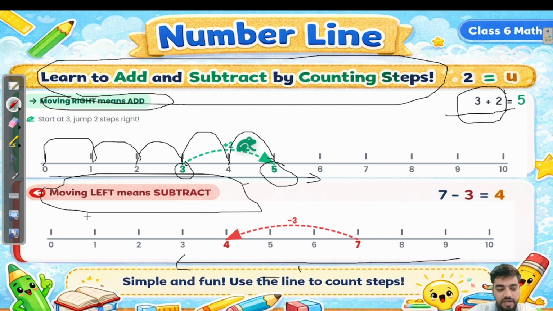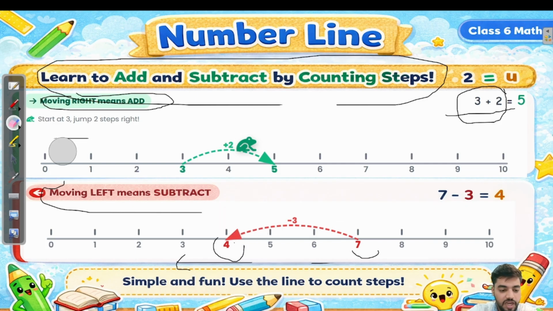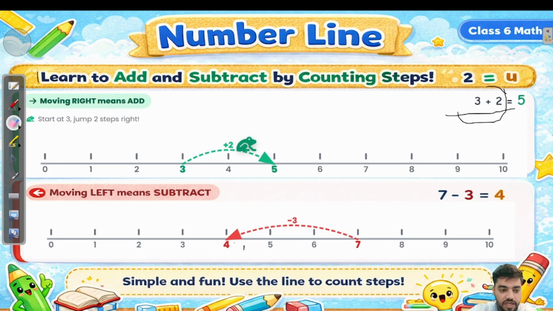Same if we talk about subtraction. When 7 minus 3, how do we get this on the number line? Start from 7, go back 3 steps to the left side. 1 step, 2 steps, 3 steps, we get the number 4. Now an activity for you: just show me 8 plus 4 and 5 minus 2 on the number line.